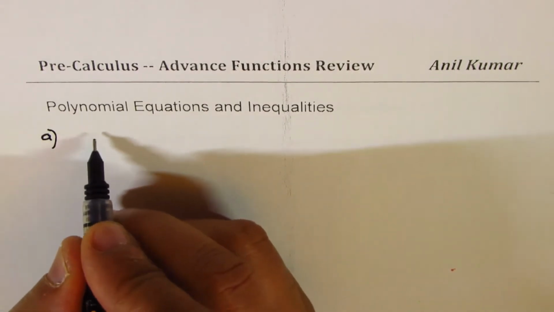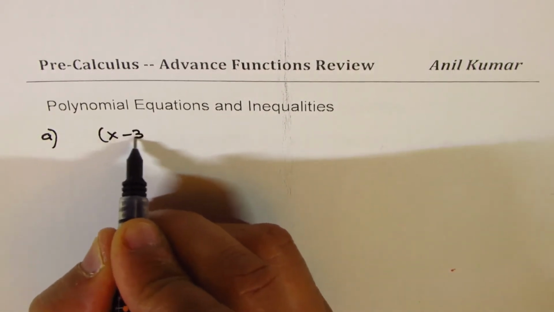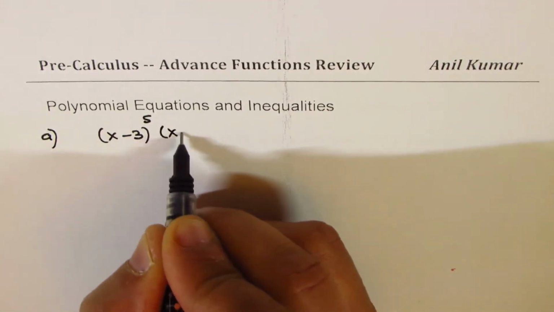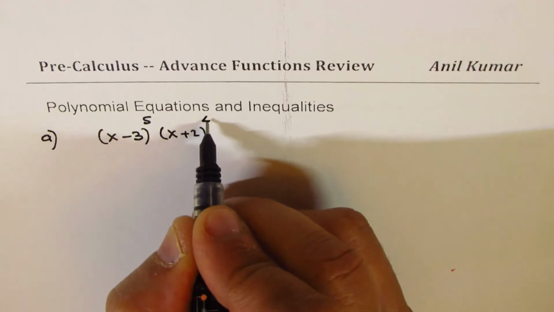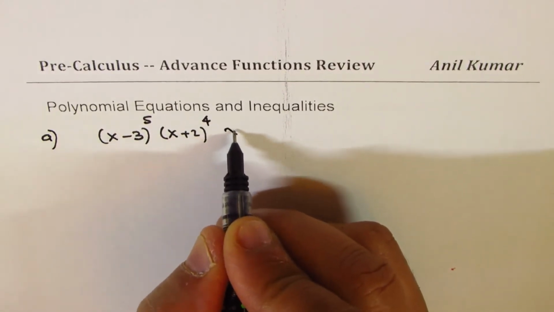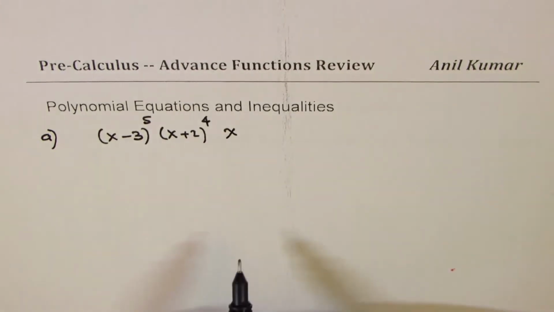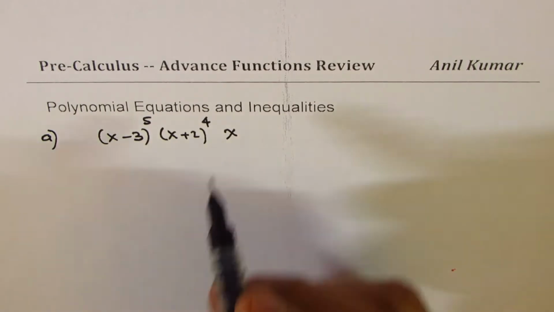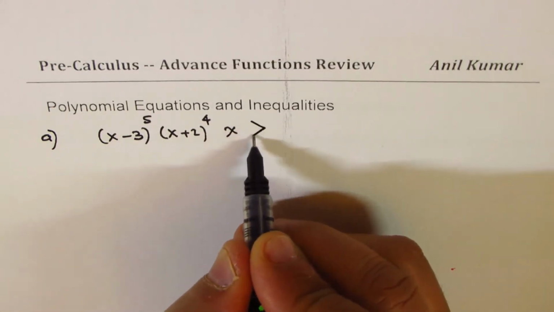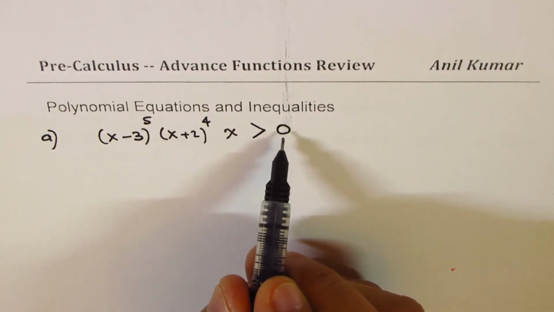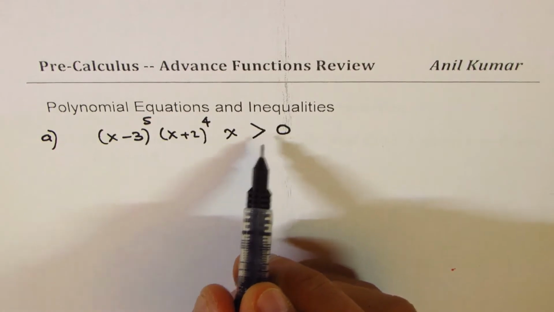So we say, let me write down a function here, x minus 3, let's say, to the power of 5, and we have x plus 2 to the power of, let's say, 4. Right, and let me just write x here, right? So basically that is my function which I just created. We need to make an inequality. So let's say we want to make it greater than 0. When we say greater than 0, it does not include zeros, right?